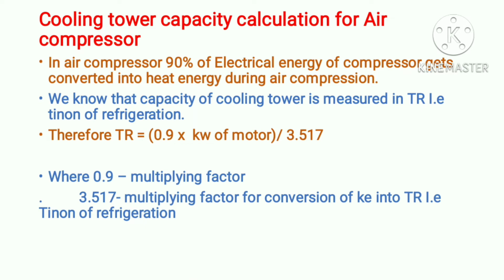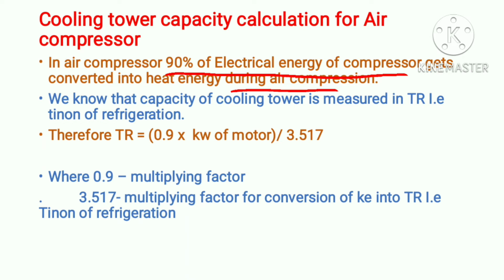Now we will see how to calculate the cooling tower capacity of an air compressor. We know that in an air compressor, 90% of the electrical energy gets converted into heat energy. Only 10% of the electrical energy is used for compression of air. The 90% that gets converted into heat is the waste energy in the air compressor.